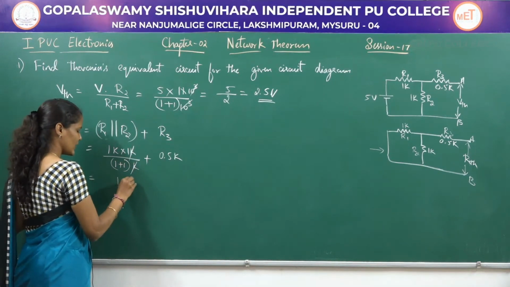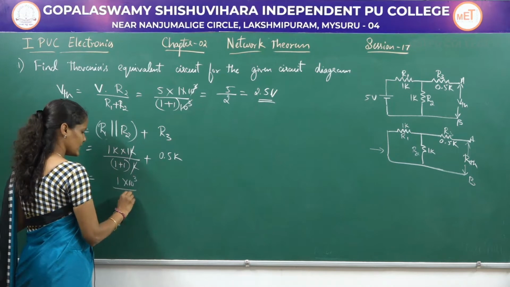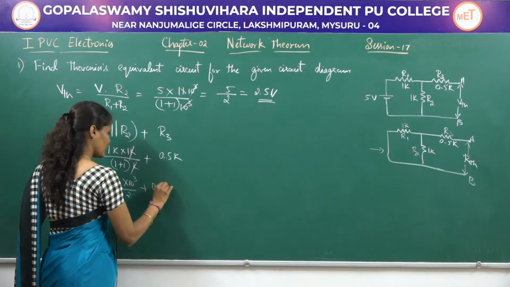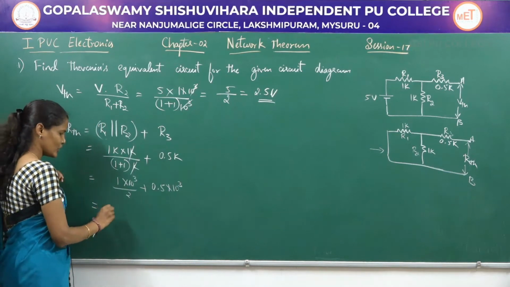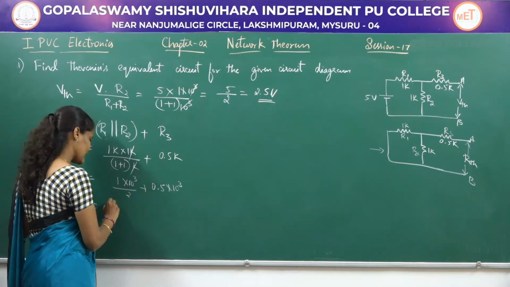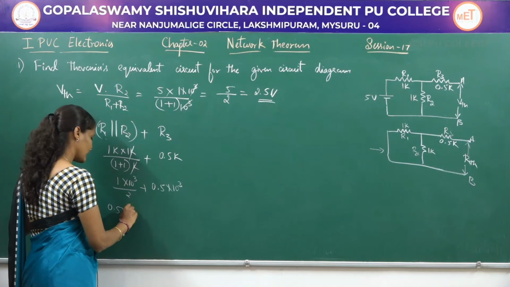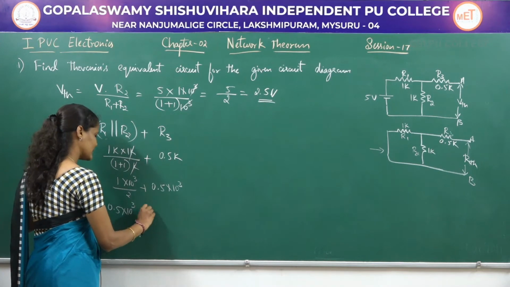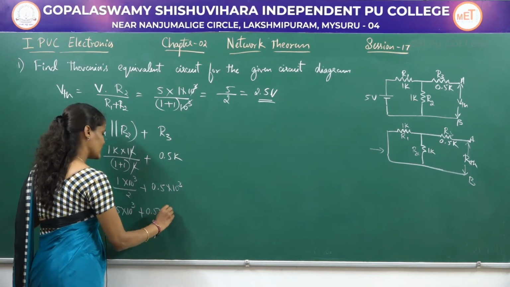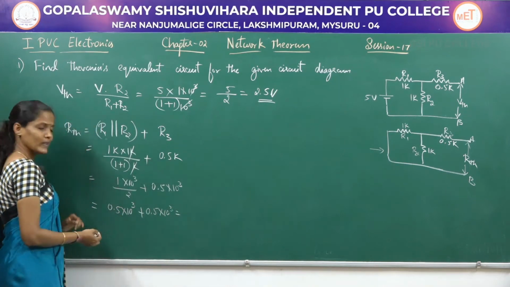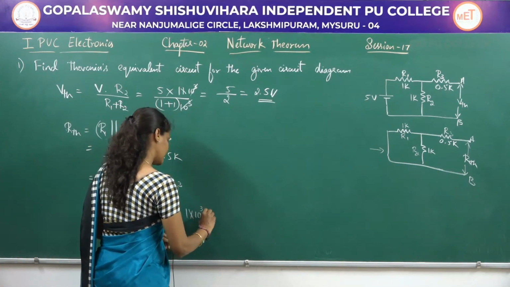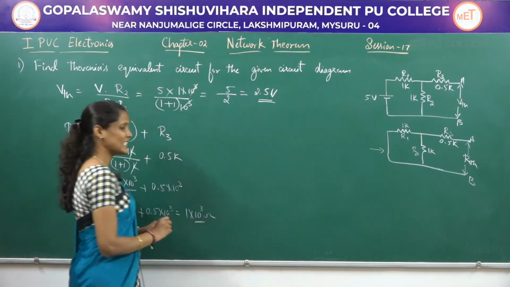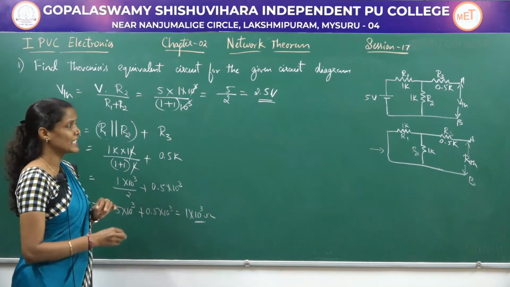So, 1 into 10 to the power of 3 divided by 2 plus 0.5 into 10 to the power of 3. 1 divided by 2 into 10 to the power of 3 is 0.5 into 10 to the power of 3, plus 0.5 into 10 to the power of 3. So, 0.5 plus 0.5 gives me 1 into 10 to the power of 3 ohms. So, this is the RThevenin for this given circuit.